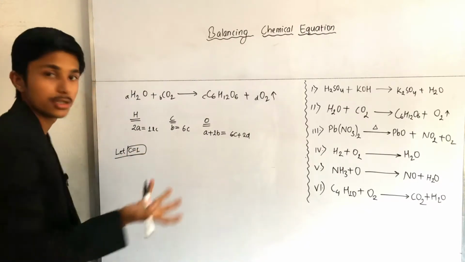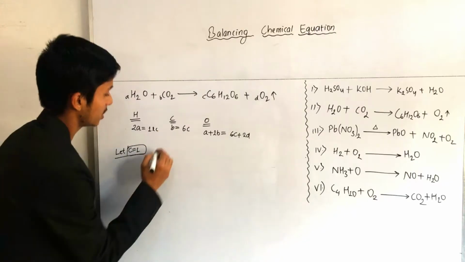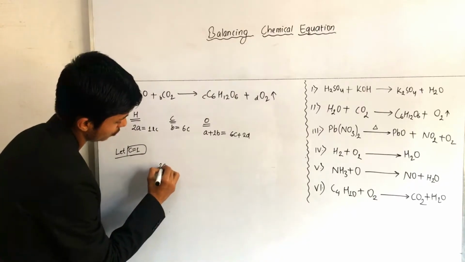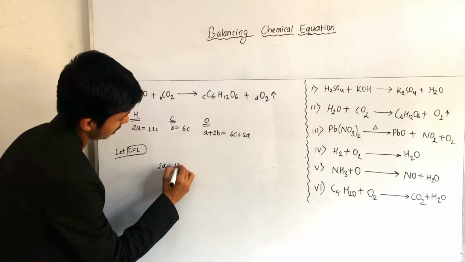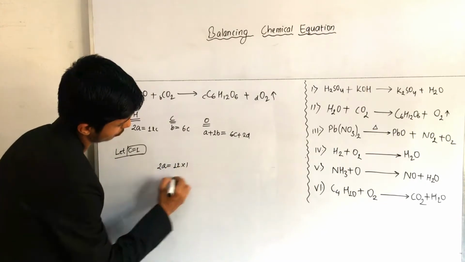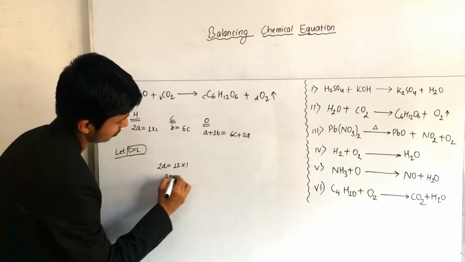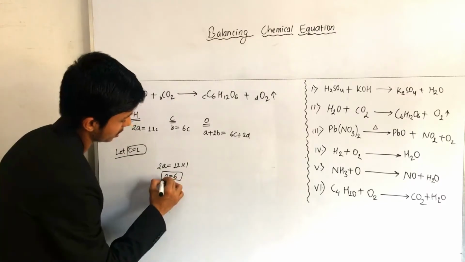Just let C is equal to 1. Then we get here 2A is equal to 12C, 12 into 1. So we have A is equal to 6.